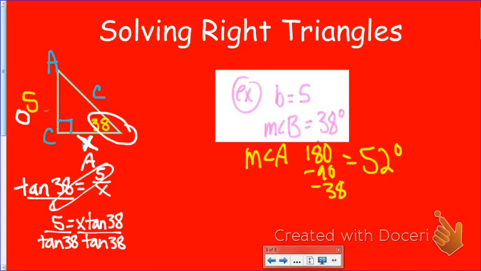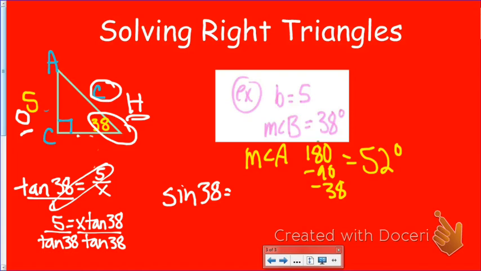All right, if I were to solve instead, let's say I wanted to do this one and I wanted to solve for my C side. I'm still going to use the 38 degrees and the 5, but my C is the hypotenuse. So O and H, in order to solve for that one, I'm going to use the sine function. So it's going to be the sine of 38 is equal to opposite over hypotenuse.